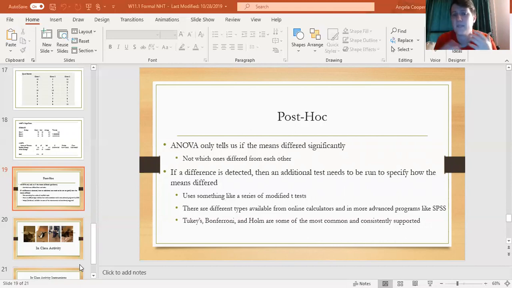So this is like a series of modified t-tests. They can be done automatically through online calculators or SPSS. There are 3 typically used post hoc tests: Tukey's, Bonferroni, and Holm's. These are the most consistently used and consistently supported. I'm not going to ask you to calculate post hoc tests by hand. Again, if you are using ANOVA for your final projects, you would just use the function in Excel or SPSS, and just add Tukey's post hoc to it.